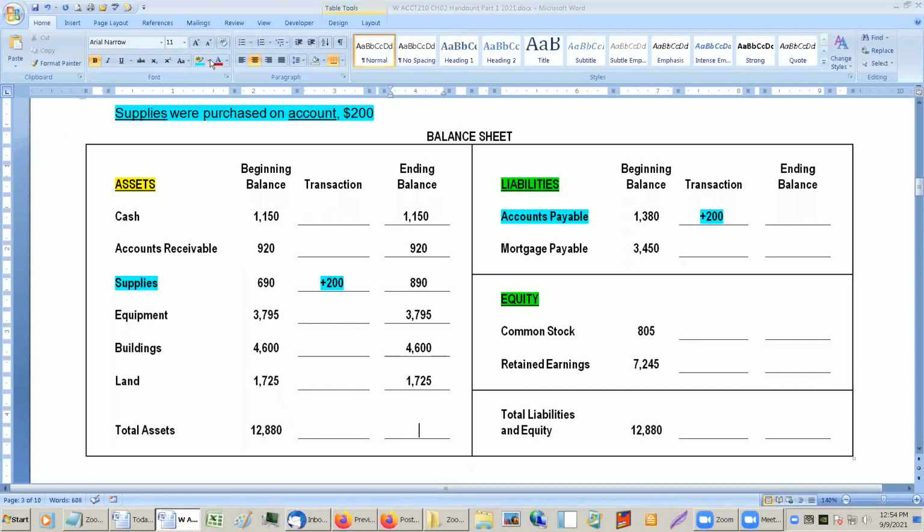Do I have the right camera on? Not. Okay. $13,000. Yep, and so 13,080.